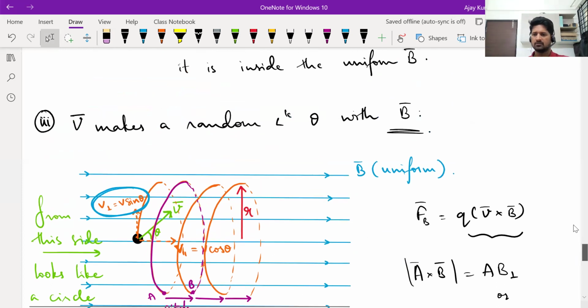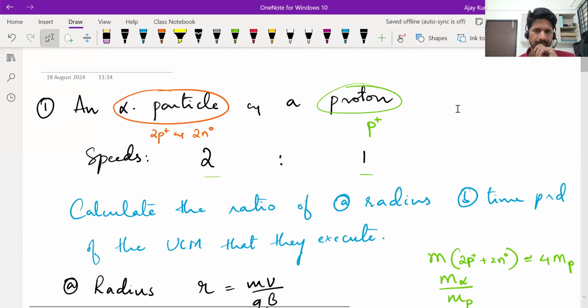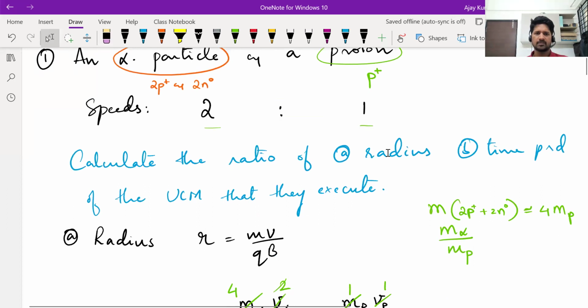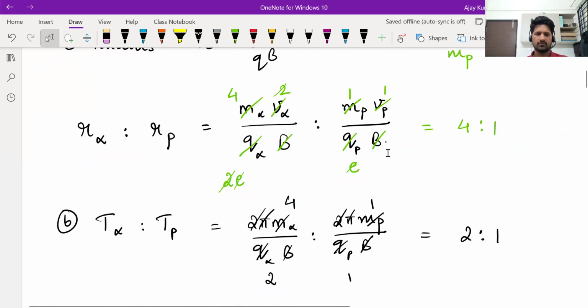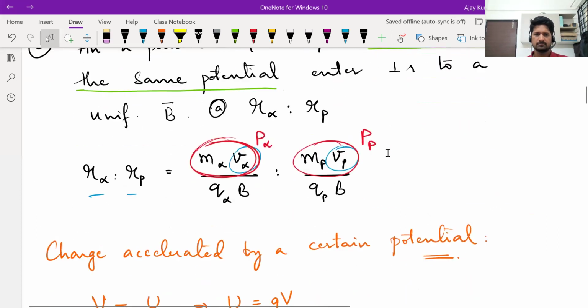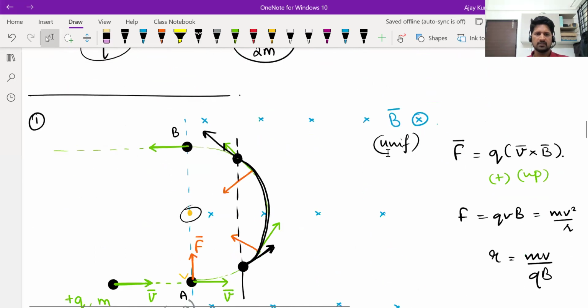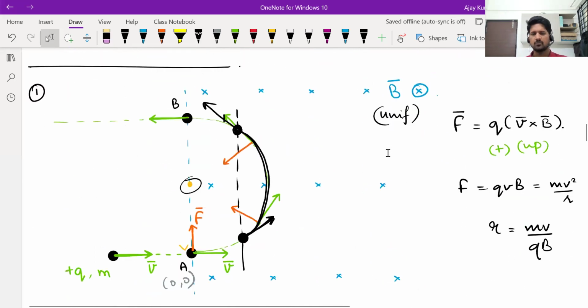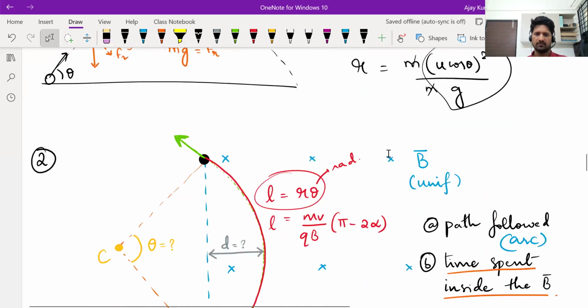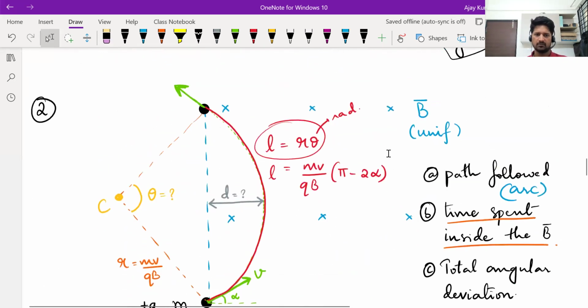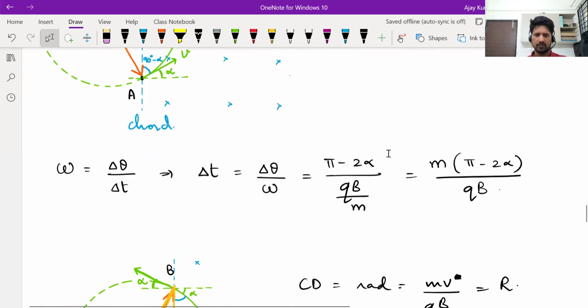Okay, let's quickly go through what all we discussed in today's class. So first we solved some problems based on ratio of radius, ratio of time period. Then some more problems based on the circular motion executed by a charge in a uniform magnetic field when its velocity is perpendicular to the field. These cases are very important.